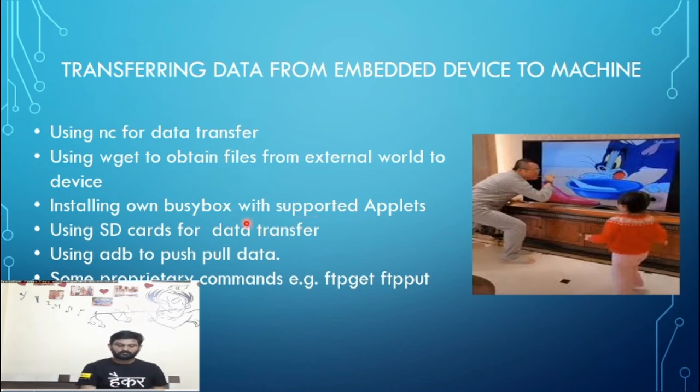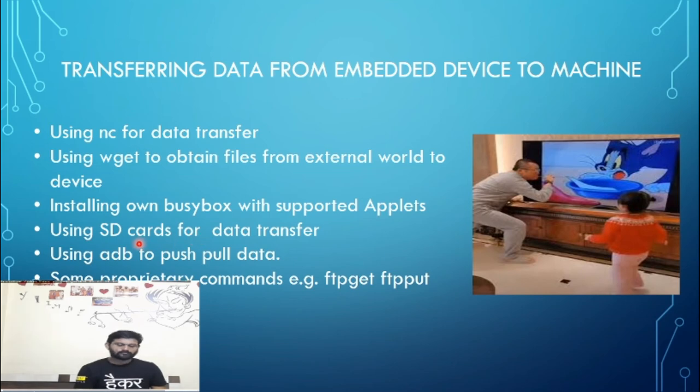And once we obtain the binary, what these guys do is disable the listener mode in the netcat of BusyBox to prevent a data leak from the device. So in that case, we have to install our own BusyBox, and we can transfer the data with netcat by installing our own customized netcat or standard netcat. Basically, the customized netcat is used by the device vendor to prevent a data leak.